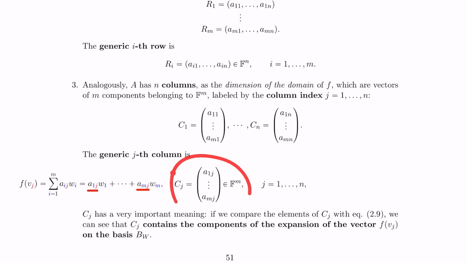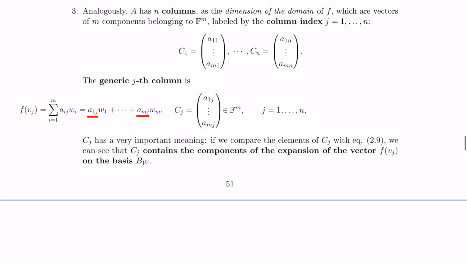The jth column of the matrix A has a very important meaning. In fact, you can see that the coefficients belonging to this column are exactly those appearing in the linear expansion of f of Vj on the basis Bw. From this remark, we gather the practical method to associate a matrix to a linear map.